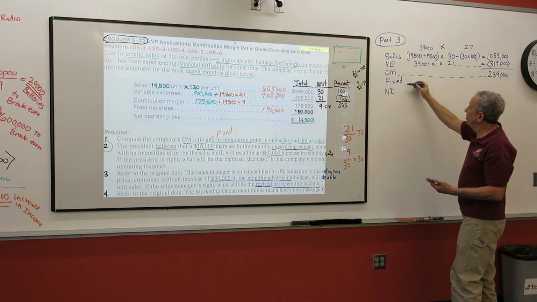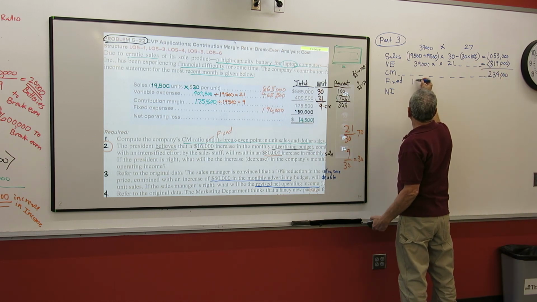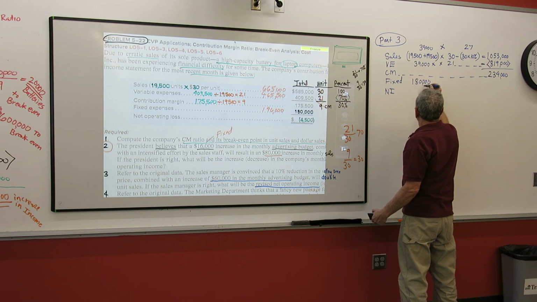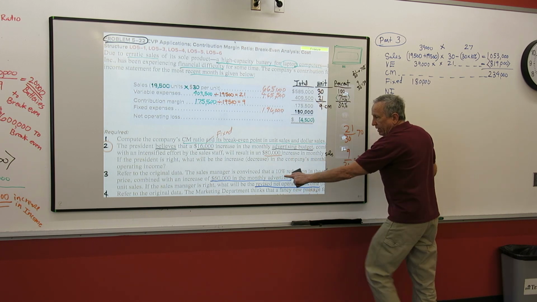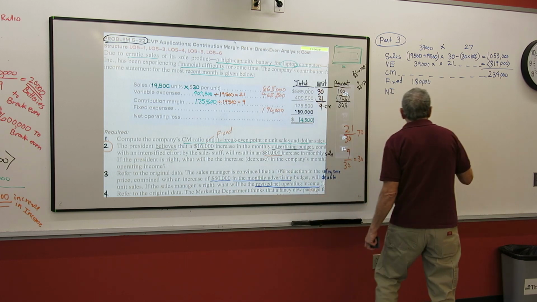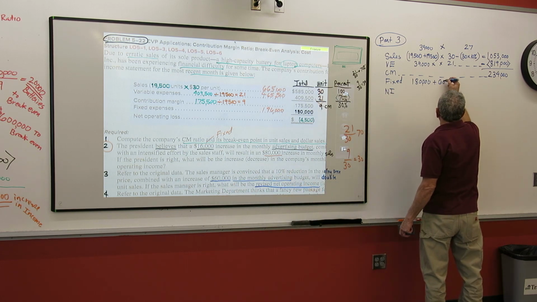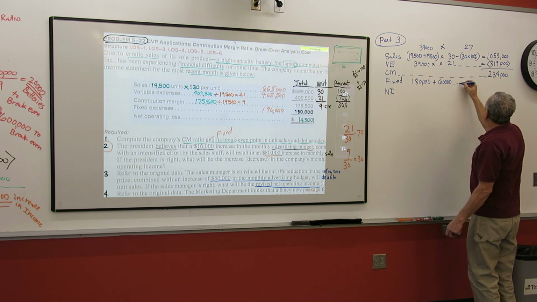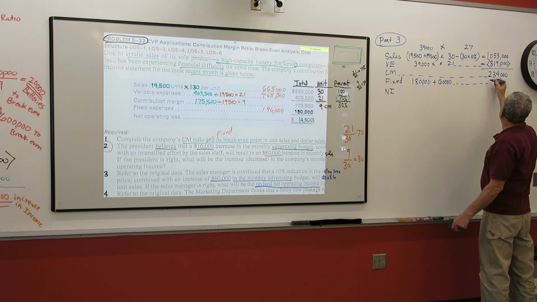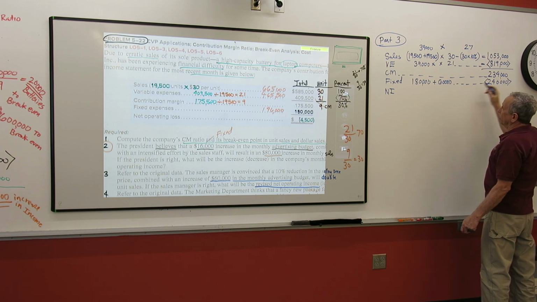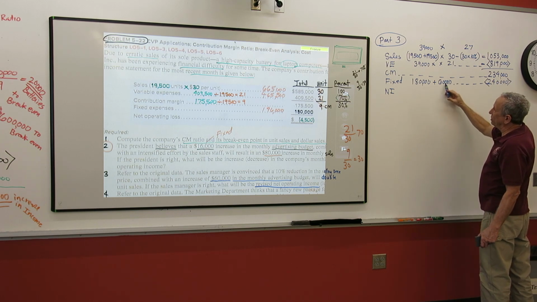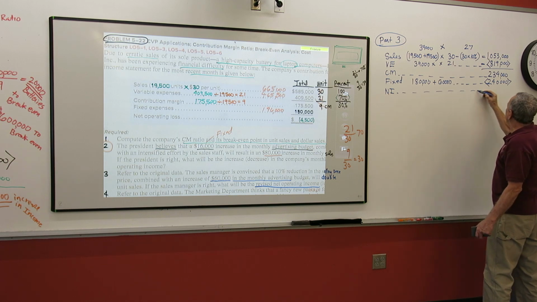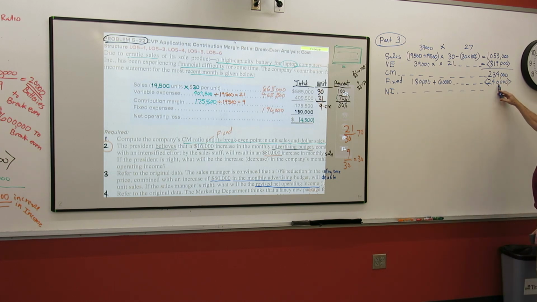The fixed costs are still going to be 180,000, but do you remember that he said we're going to increase advertising by how much? $60,000. So it's going to be $60,000 they're going to increase. That will be $240,000. So there's the old fixed cost plus the new advertising. The net income will be, well, 240 minus 234, that's going to be a $6,000 loss.